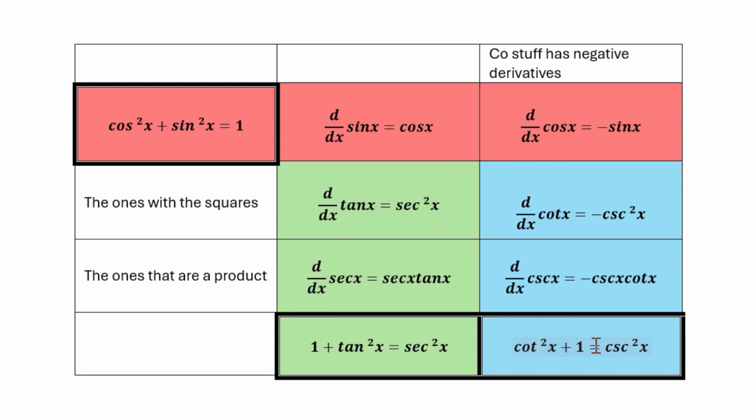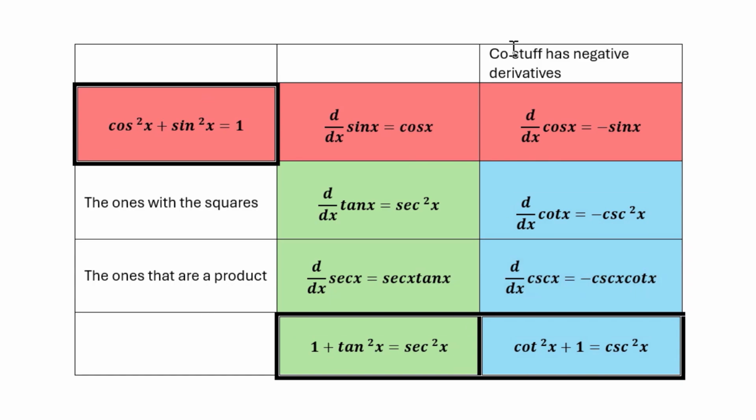Cotangent squared x plus 1 is equal to cosecant squared x. When you take the derivative of cotangent and cosecant stuff, you get cotangent and cosecant stuff. So the groupings go by Pythagorean identities. Color-coded here, these go together, these go together, these go together. We're not mixing and matching outside of our Pythagorean identities.